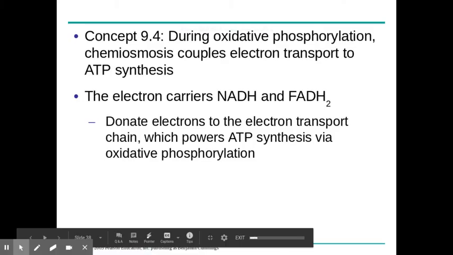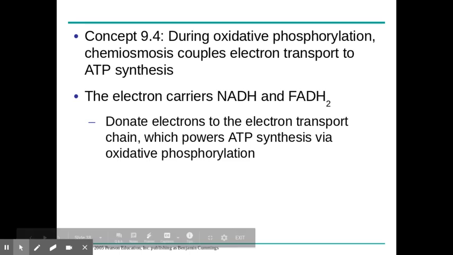Hey guys, welcome back for oxidative phosphorylation. That includes the ETC and chemiosmosis. This is where we're going to make by far most of our ATP. So far, we've only made 4 ATP. If you remember, we made 2 in glycolysis and we made 2 in the Krebs cycle / citric acid cycle.